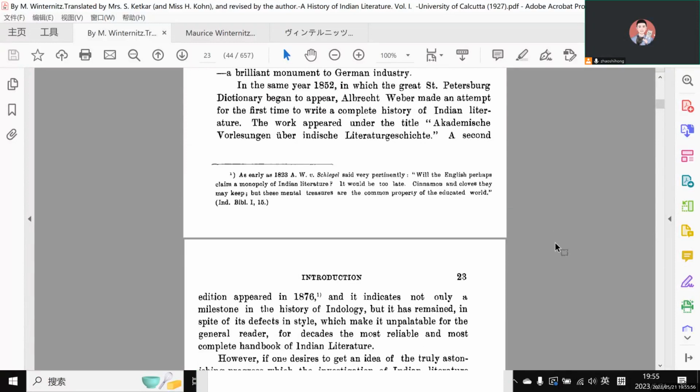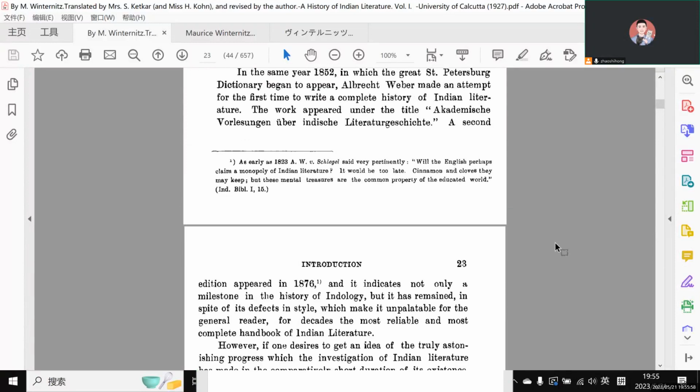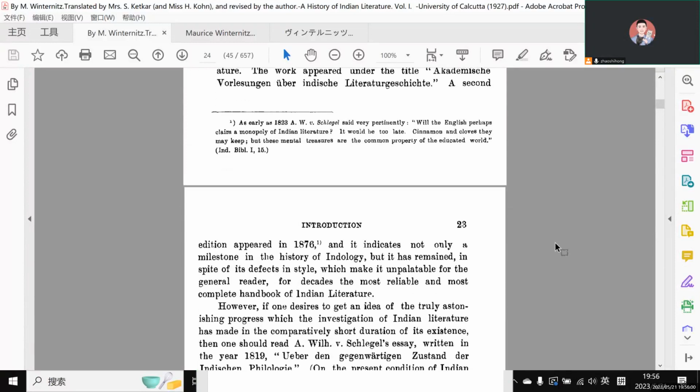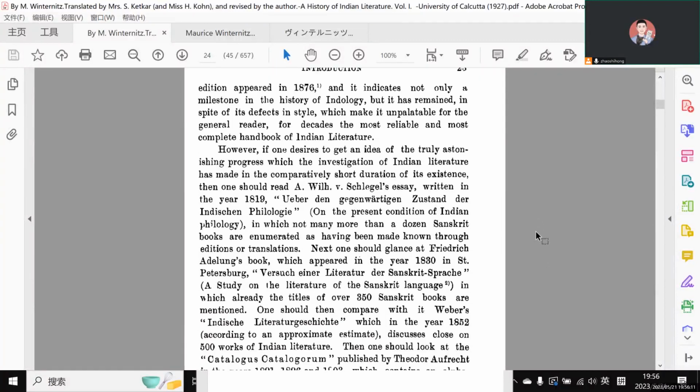Albrecht Weber is actually, I have to say, for my own study, a scholar who did much more pioneering work for us. Yeah, very important.